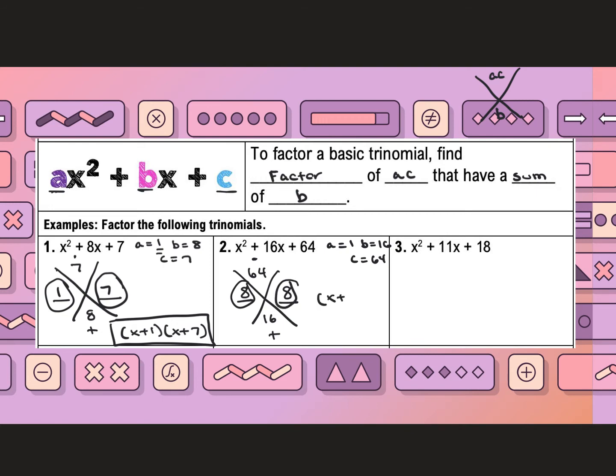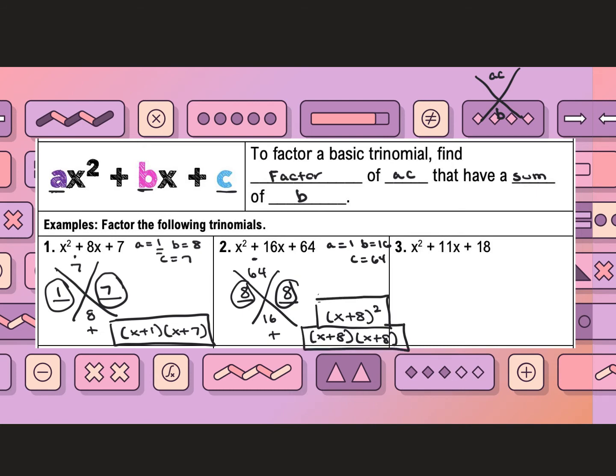So I have x plus 8 times x plus 8. But let me erase that to give myself a little more space. So I have x plus 8 times x plus 8, or you can also see it written as x plus 8 squared. Both mean the exact same thing.